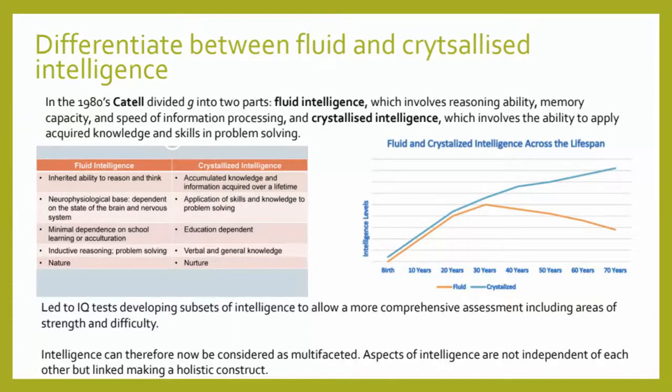And so what he did with this distinction of these two different intelligences, he allowed the IQ testing to become more comprehensive in its assessment, including areas of strength and difficulty. So now intelligence is considered multifaceted, and aspects of intelligence are not independent of each other, but they're all linked together, which makes a holistic construct. And when we use the word construct, the construct itself is intelligence, and it's now a broad concept.